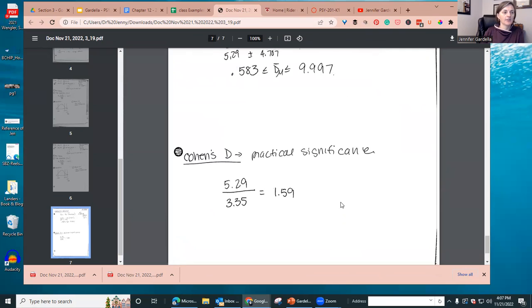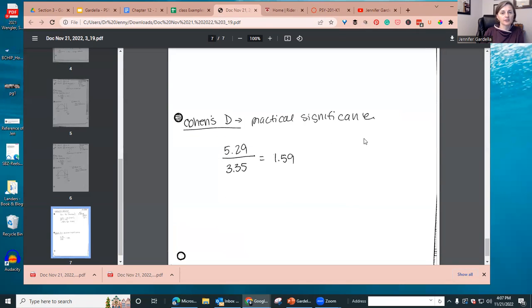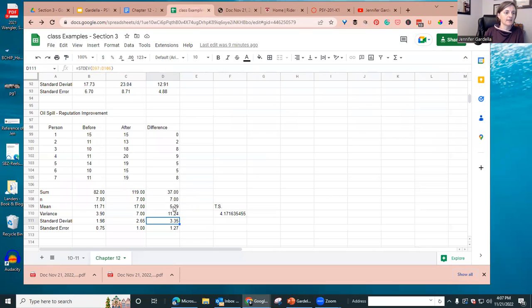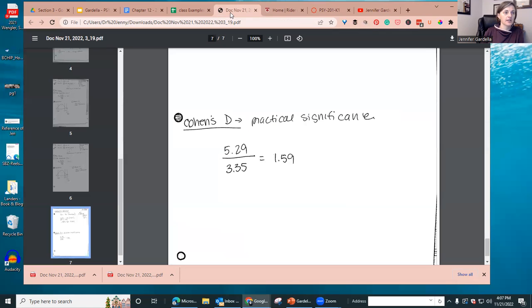Okay, and then the Cohen's d, again, this is the practical significance. So we get 5.29 over 3.335. Where did I get those numbers from? It is the mean difference over the standard deviation of the difference. Remember, we don't use standard error with Cohen's d.